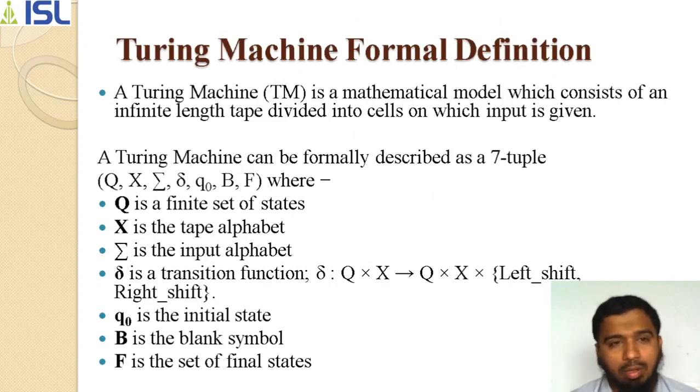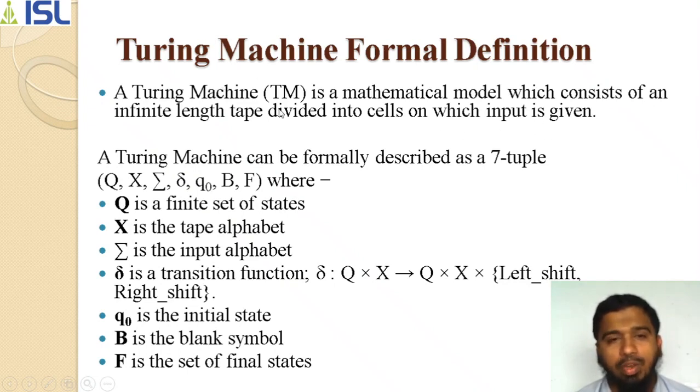Okay. So today's topic is Turing machine formal definition. So as you know, in every formal automata, we have the formal definition. Okay. So a Turing machine TM is a mathematical model which consists of an infinite length tape divided into cells on which input is given.